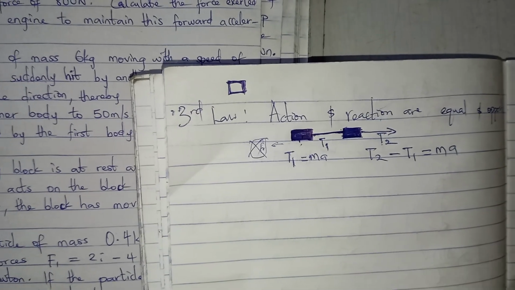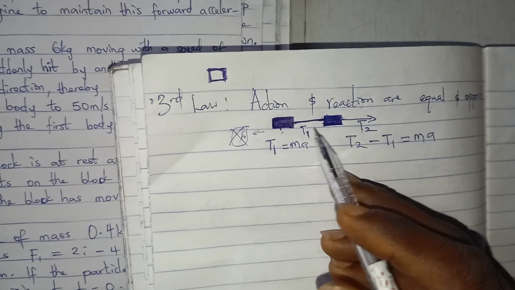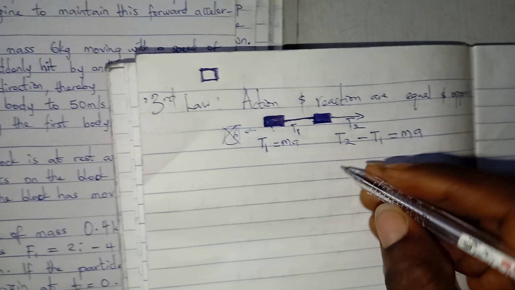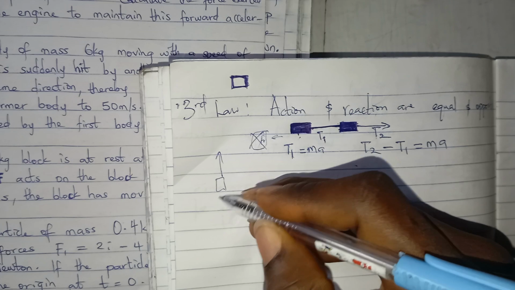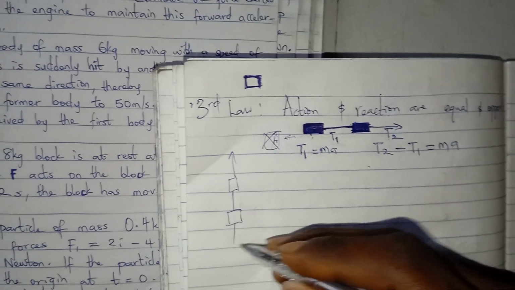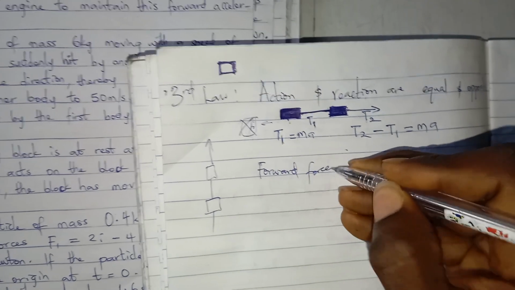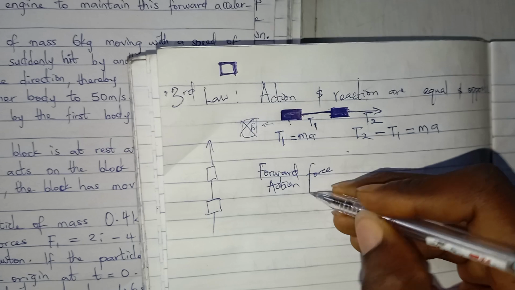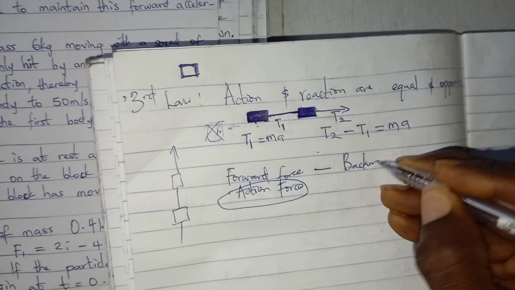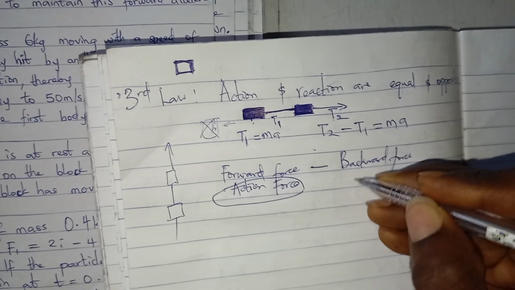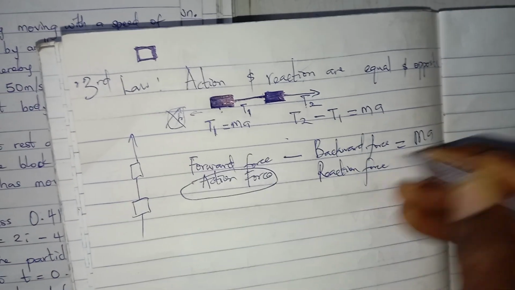So it will be experiencing two forces, which is T2 minus T1 equals to mass of this object and the acceleration. So anytime you are treating, or you see more than two objects, or more than one object, you need to employ a formula, and that formula comes from, even when you're going vertical, so far as it's more than two forces, more than two objects, you need to employ the approach of forward force, which we call action force, minus backward force, which we call reaction force, is equals to MA.